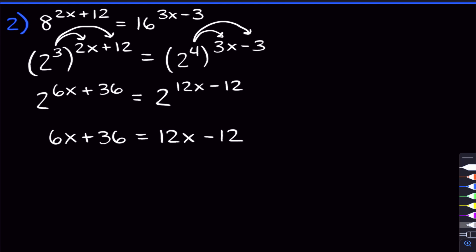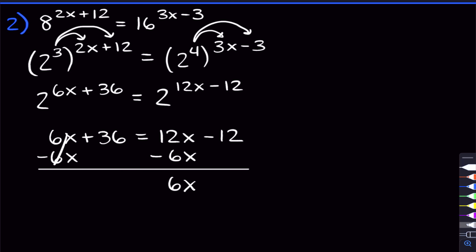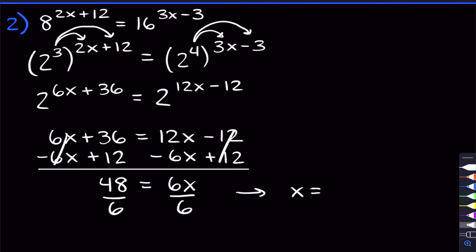Now let's go through and solve for x. So I'm going to subtract 6x on both sides because I want to avoid negative numbers. So I'm going to move my x's to the right this time. And that means I need to move all my non-x pieces to the left. And so I'm going to add 12 on both sides. And 36 plus 12, that's 48. And so now all that's left to do is divide by 6 on both sides. And that will give me that x is equal to 48 divided by 6, which is 8.